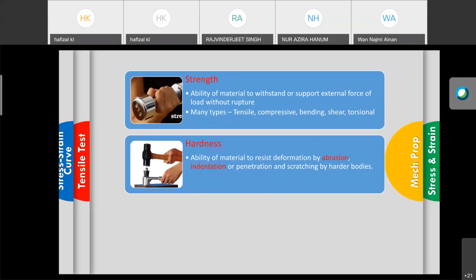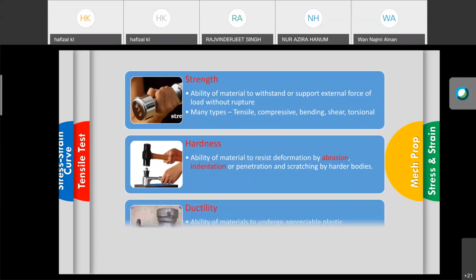We need to understand hardness because of the application. Some materials need extra hardness because of friction with other metal, which will produce wear and tear. So hardness plays an important role, because of the friction and the roughness of the surface from the other material.